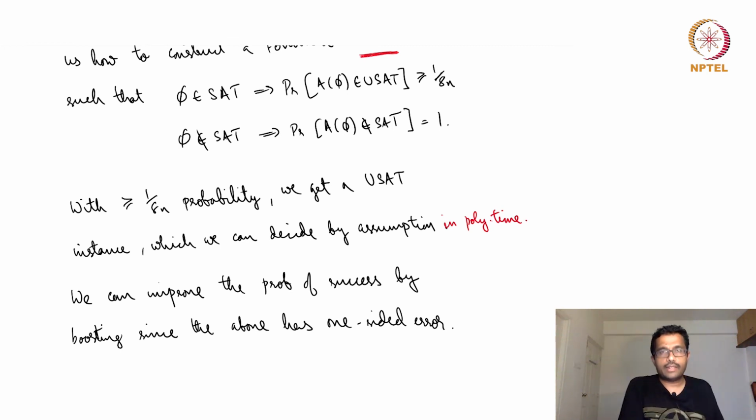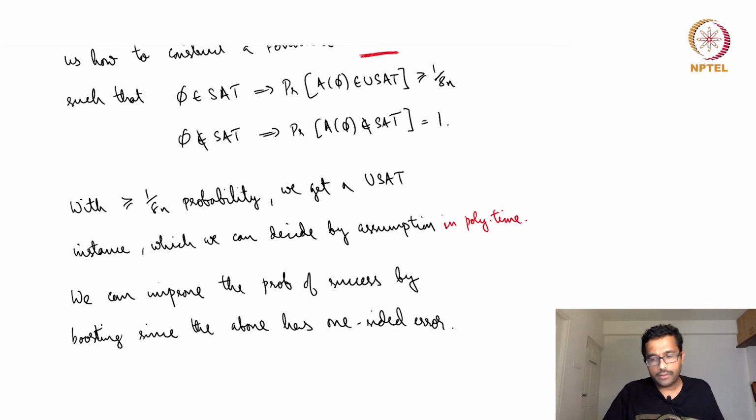So we started with an arbitrary language L in NP, we reduce it to SAT, and then we reduce it to USAT using a randomized reduction, and so we can decide any language L in NP in randomized polynomial time, which is RP. So we get one-sided error, that's why it's RP.